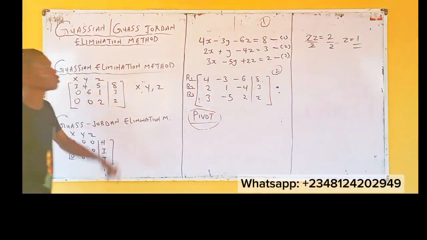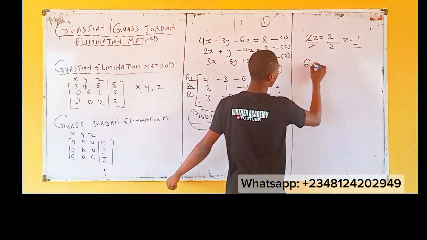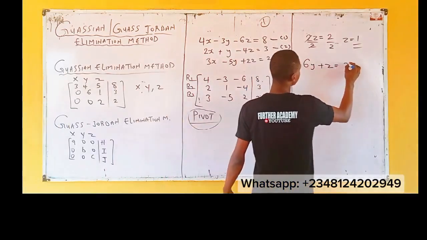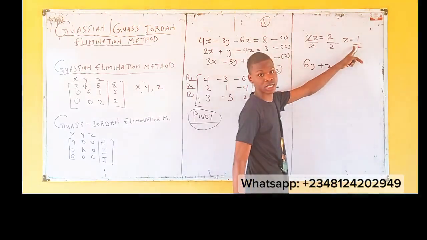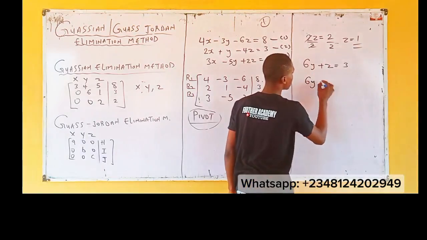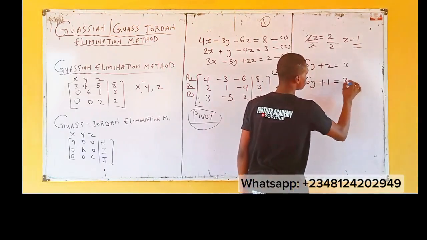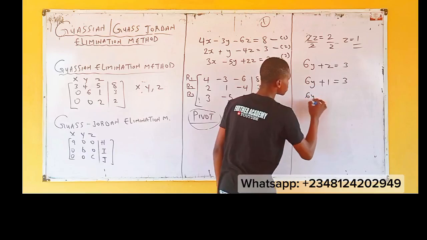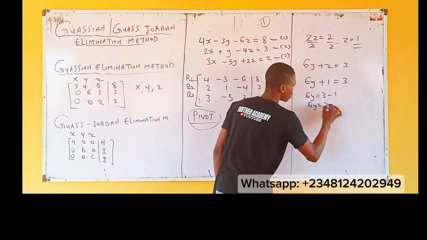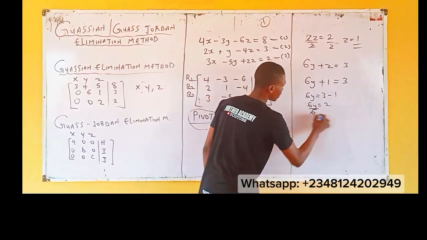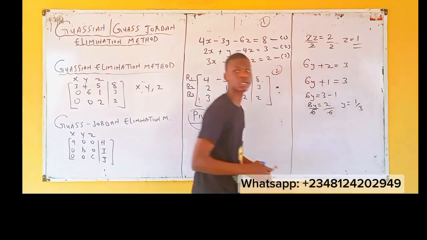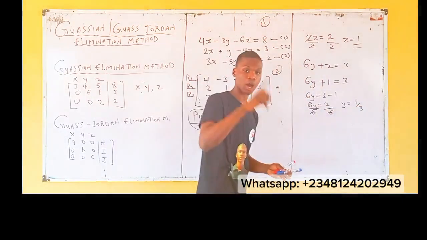Now, move on to the next one. What do you have? 6Y plus Z is equal to 3. And we've gotten the value of Z to be 1 here. Substitute. That is, 6Y plus 1 is equal to 3. This becomes 6Y is equal to 3 minus 1. Then what do you have? 6Y is equal to 2. Divide both sides by 6, meaning that Y is equal to 1 over 3.